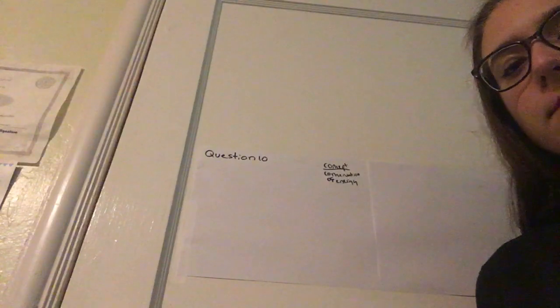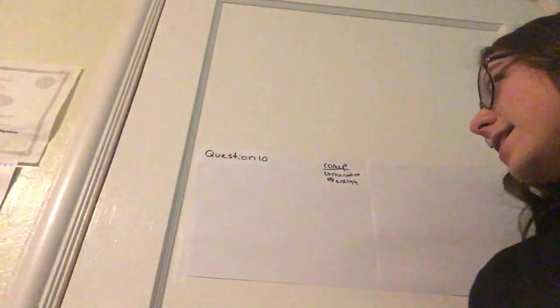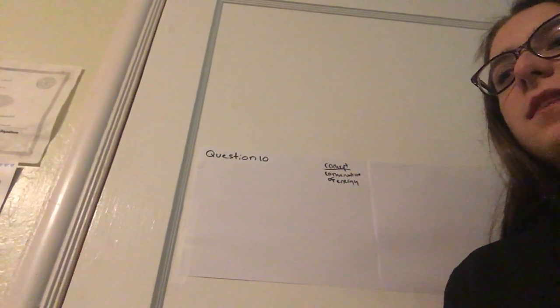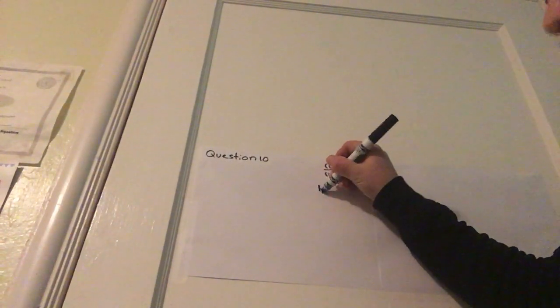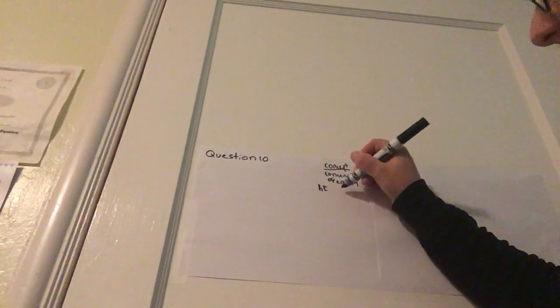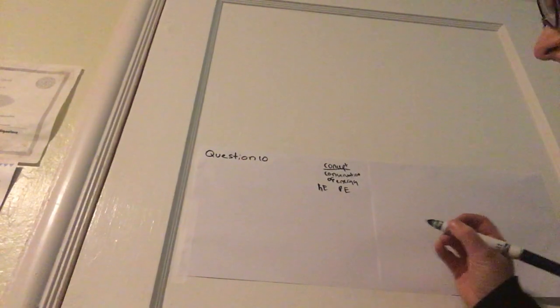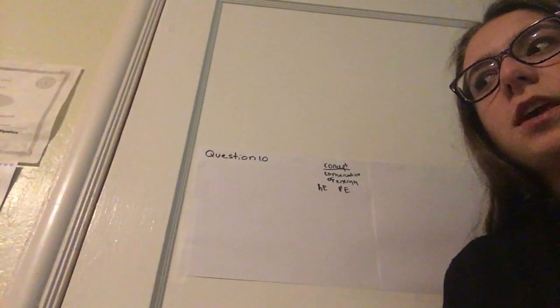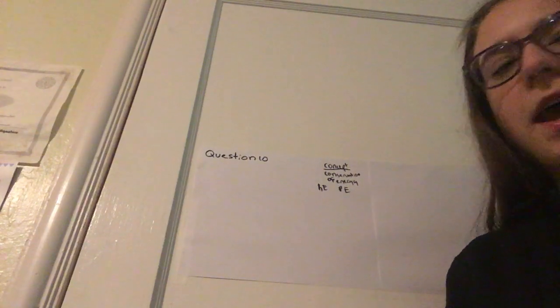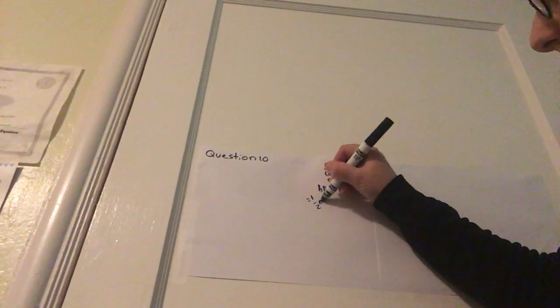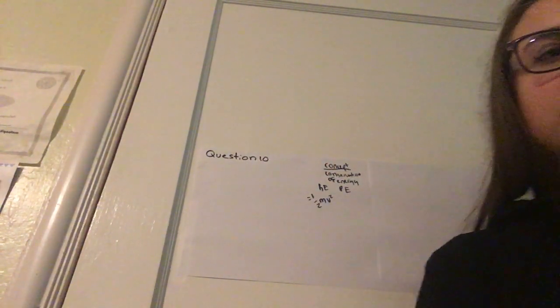Okay, so now I will be explaining question 10. The important concept in question 10 is conservation of energy. Energy exists in two general forms: kinetic energy, which I will abbreviate as KE, and potential energy, which I'll abbreviate as PE. Kinetic energy is basically the energy of motion. When something is in motion, it has energy, and it is given by the equation 1/2 mass times velocity squared.